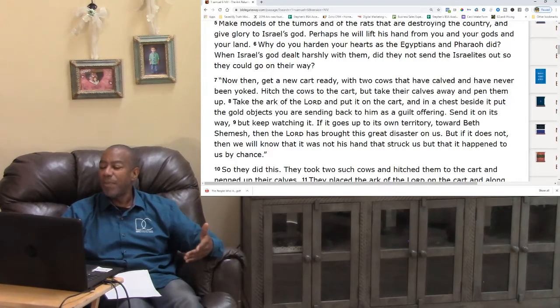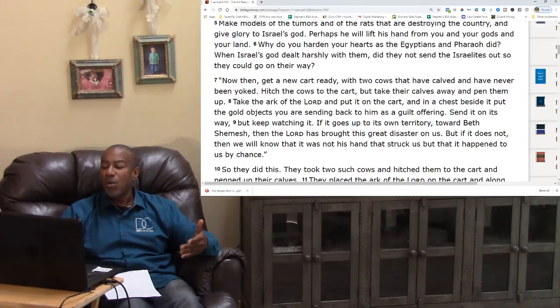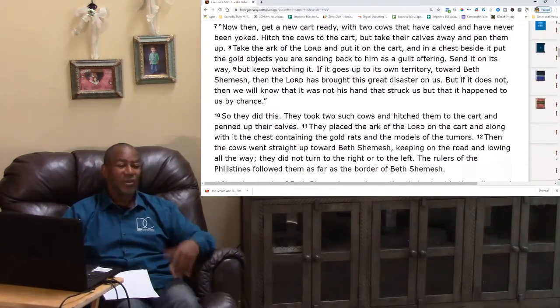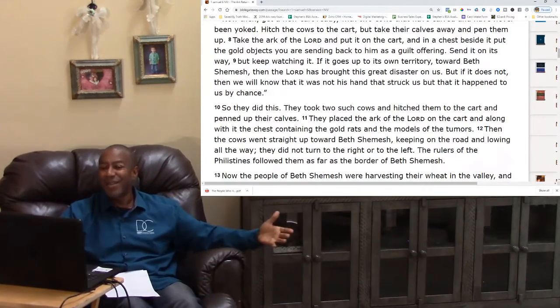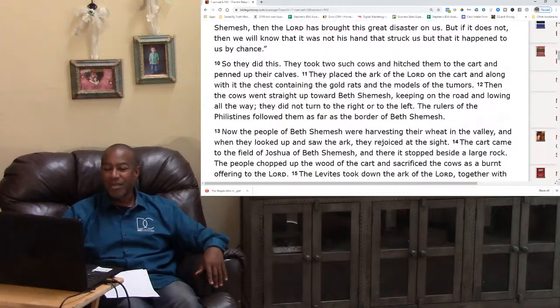"For if it goes up to its own territory toward Beth Shemesh, then the Lord has brought this great disaster on us. But if it does not, then we will know that it was not his hand that struck us, but that it happened to us by chance." So they wanted to test to see if it was the Lord who struck them, or was it an accident? Was it just by accident? So they're going to see.